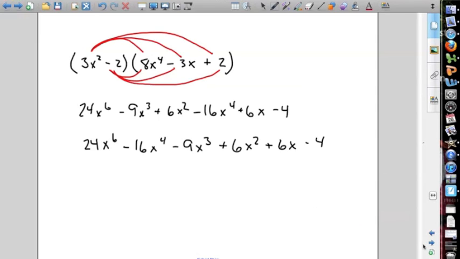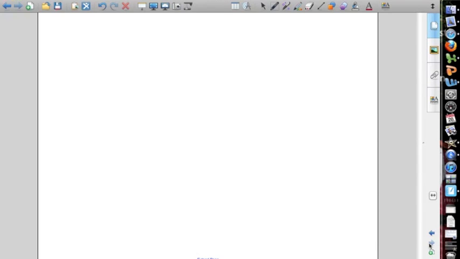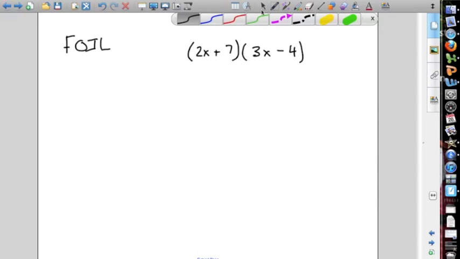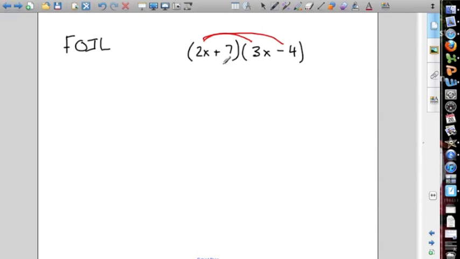Now let's actually look at a situation that happens most frequently. It happens so much that there's actually a special acronym that we'll use for this. The acronym we'll use is FOIL. And the situation that happens over and over is a binomial times a binomial. So something like 2x plus 7, and then maybe we're multiplying that by 3x minus 4. The actual process is exactly the same as we just did there. You're going to take the 2x times the 3x, then the 2x times the negative 4. You're going to take the 7 times the 3x, and the 7 times the negative 4.